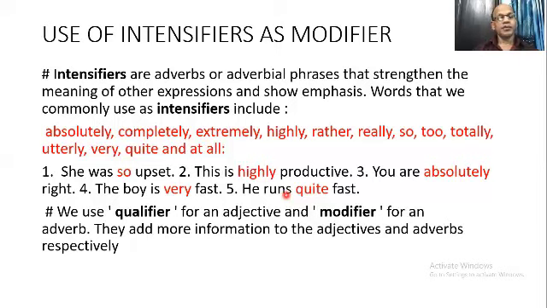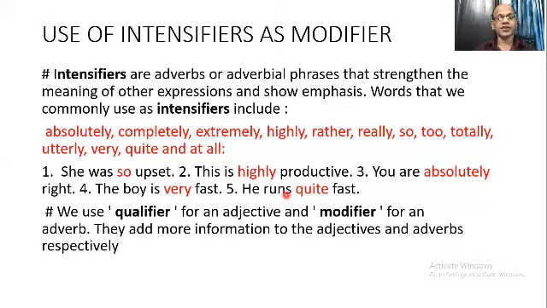Let us look at the example. She was so upset. Look at the use of the word so. Upset is an adjective, you see. So intensifies the meaning of the word upset. So it modifies an adjective. So is here an intensifier. This is highly productive. Highly, you see, modifies the adjective productive. You are absolutely right. Absolutely modifies the adjective right.